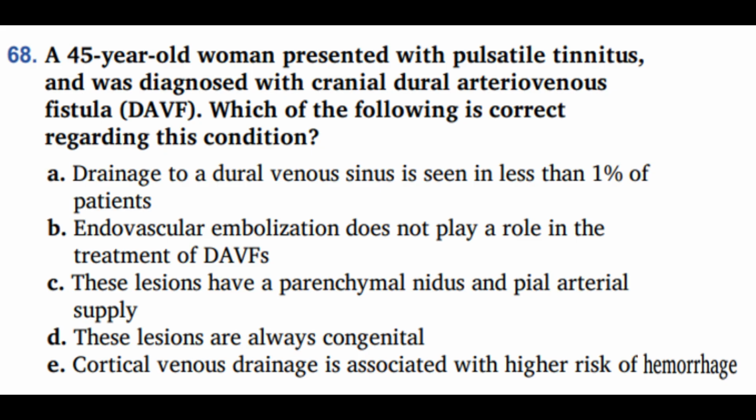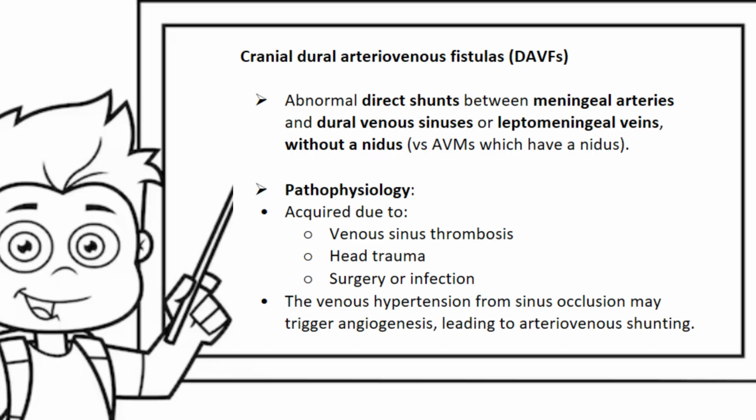Well, our answer is E. Cortical venous drainage increases hemorrhage risks. Let's talk about cranial dural arteriovenous fistulas. Now, these are abnormal direct shunts between meningeal arteries and dural venous sinuses or leptomeningeal veins, and they occur without a nidus, and that makes them different from arteriovenous malformations: the absence of a nidus.